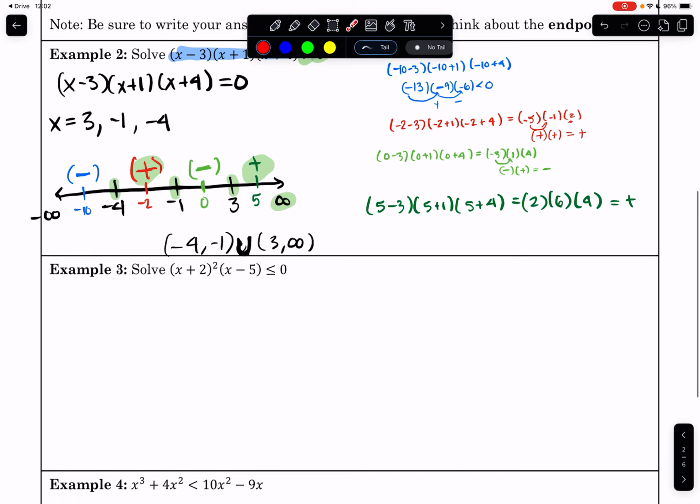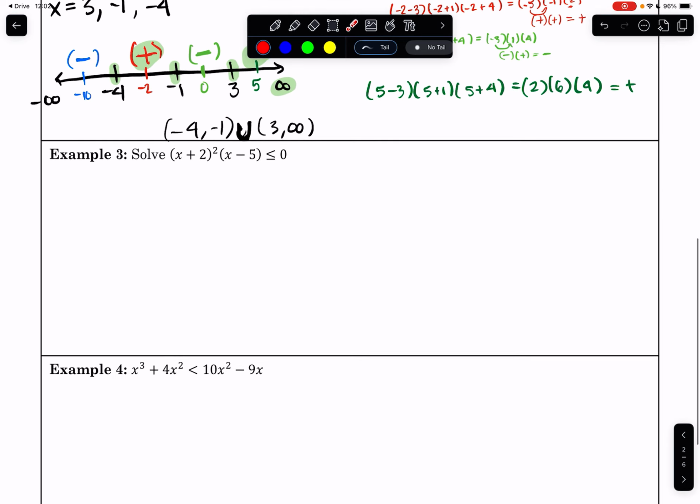So let's look at a second example. For this example right here, the same idea, we want to figure out where this function is going to be less than 0. So we want to solve this inequality. We start by first figuring out what's going to make each linear factor, x plus 2 to the second power and x minus 5 to the first power, equal to 0.